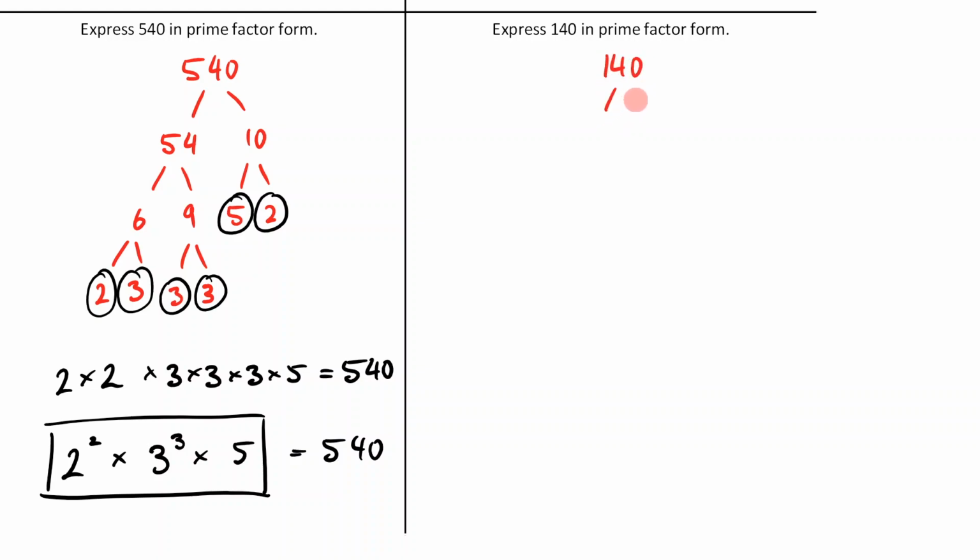I have 140. I'll break that down into 14 and 10. 10 can be broken down into 5 and 2. 14 can be broken down into 7 and 2. All of those are primes. This is a prime, this is a prime, this is a prime, this is a prime.